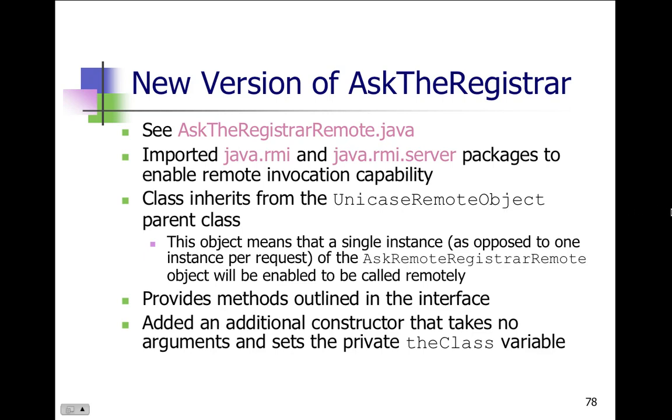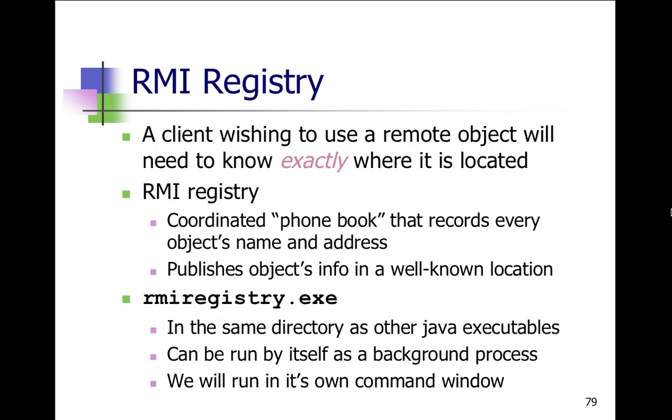So provide the new methods outlined in the interface, the set class and the two methods that we're going to use. Add an additional constructor that takes no arguments and sets the private class variable. So we put a constructor in there. We can't call it, but the object itself, believe it or not, is actually going to be initialized with it. We just can't call the constructor when we make an instance of that object. But the object itself can call its own constructor. This is a singleton class. Singleton class. Yeah, singleton class.